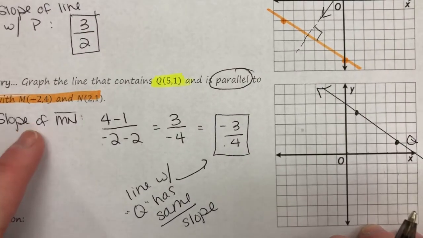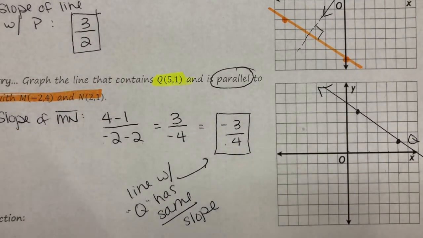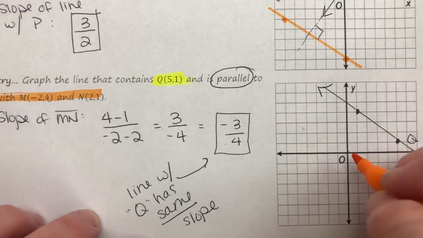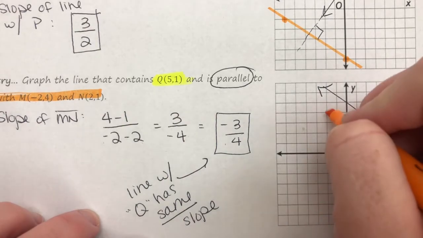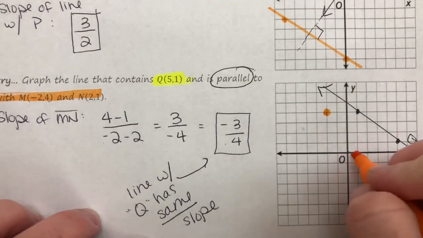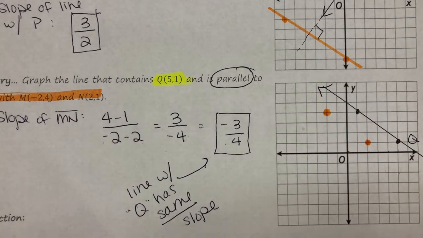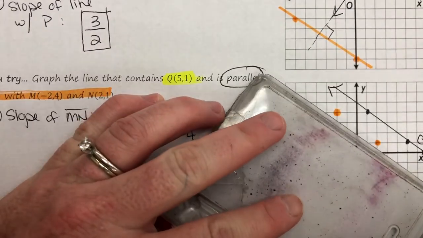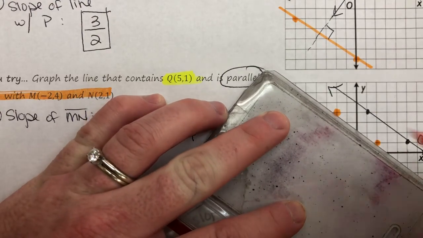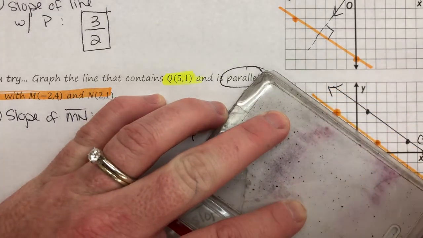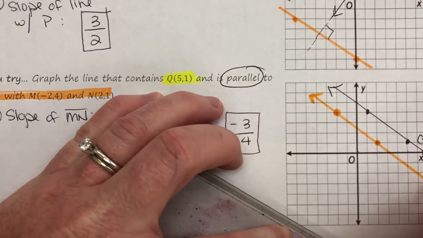If I wanted to graph line MN, I can do that too. It's at point -2, 4, so backwards 2, up 4, and 2, 1, over 2, up 1. And so if I were to draw a line through those, it should be exactly parallel to my line that goes through point Q, and it appears like it is. They appear to be parallel.